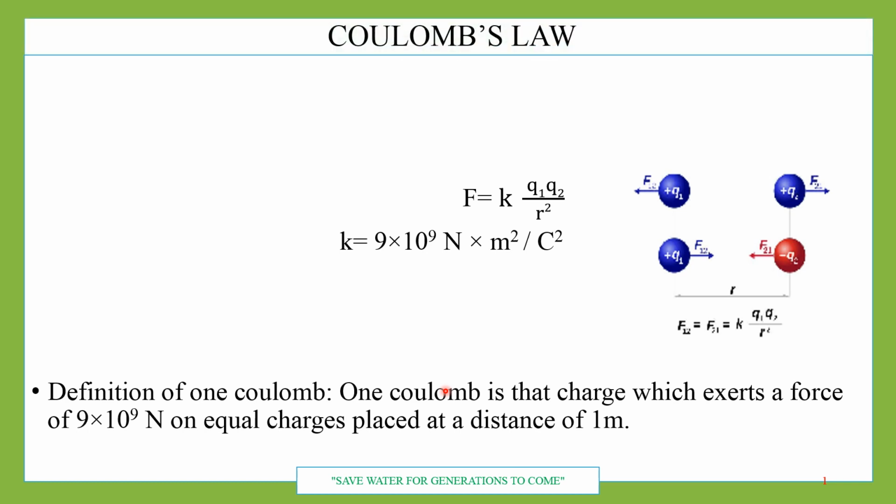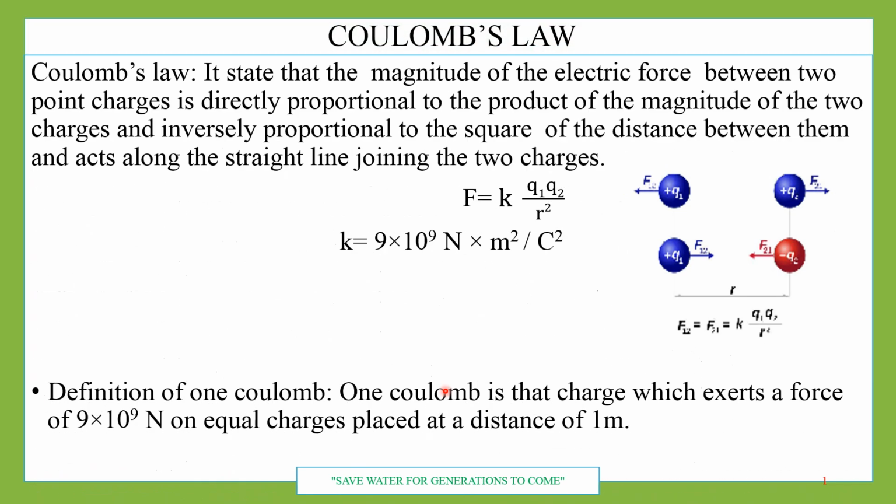So now it is known as Coulomb's law. It states that the magnitude of electric force between two point charges is directly proportional to the product of the magnitude of the two charges and inversely proportional to the square of the distance between their centers. Between their centers I have not written, but you can write it down. It's not generally written in the definition. Between them, and it acts along the straight line joining the two charges.